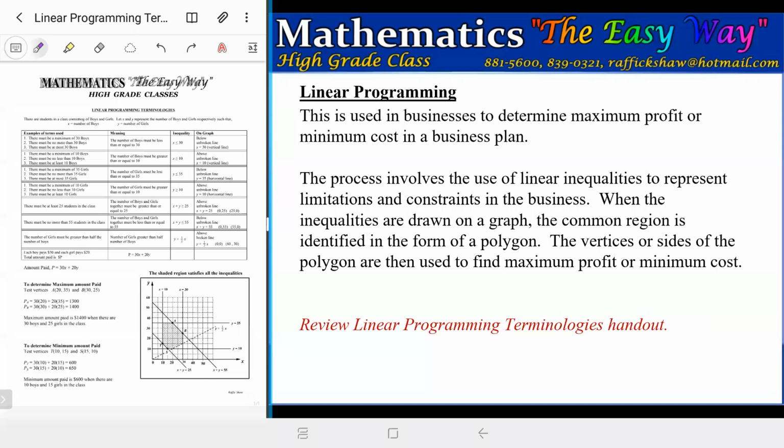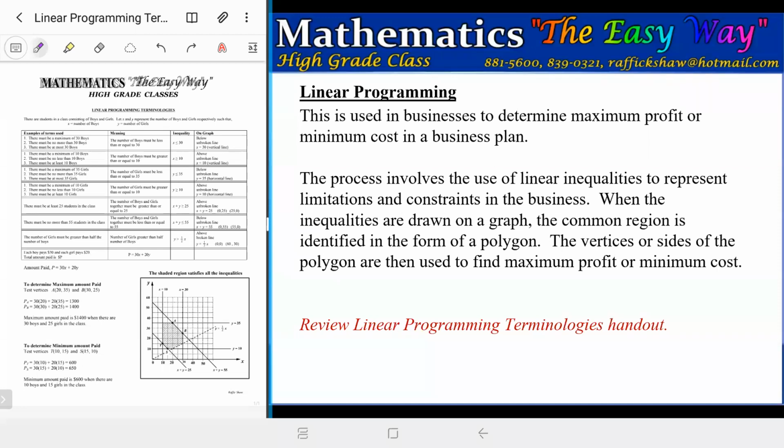The common region is identified in the form of a polygon, as we just did a while ago, whether it be a triangle, a quadrilateral, a pentagon, or whatever, depending on the number of lines. If it's 3 inequalities, you're going to get a triangle. If it's 4, you get a quadrilateral. If it's 5, you get a pentagon. Most times in grade 10, they don't give more than 4 inequalities. They tend to give 3 on the regular, but no more than 4, so you get a quadrilateral. Then the vertices or the sides of the polygon are used to find maximum profit or minimum cost.